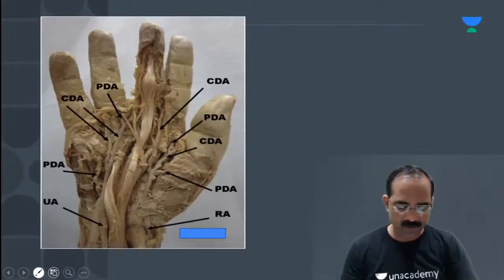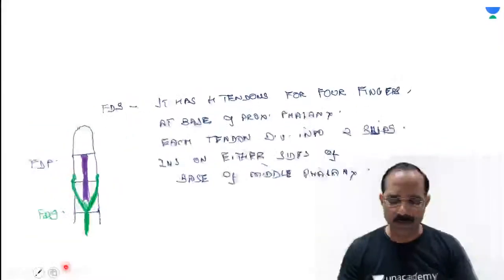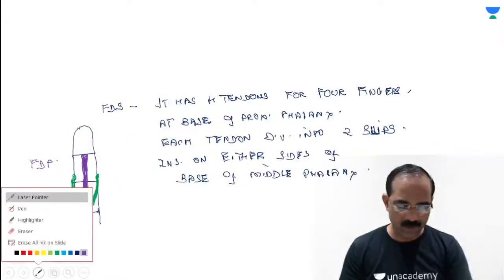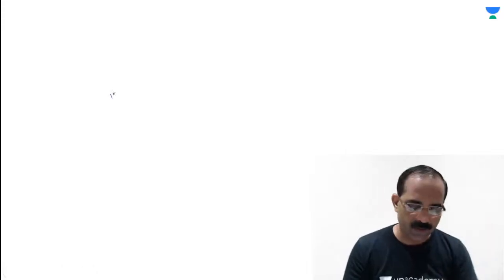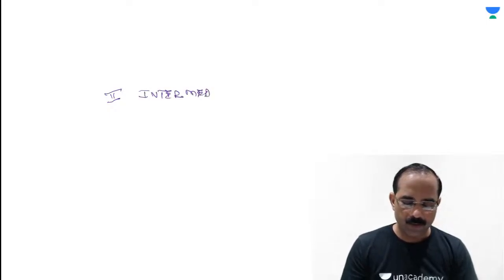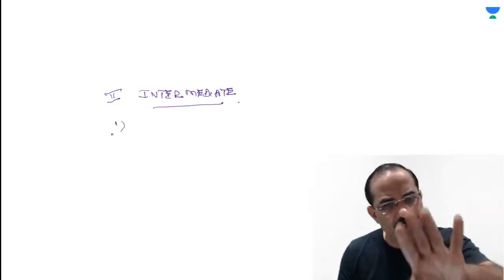Okay, so these are the superficial muscles. Now coming to the intermediate muscles, have a look. Right. Now intermediate and deep. One was the superficial set, the second one is the intermediate muscles. Intermediate has 2 muscles. One which begins from the radius.